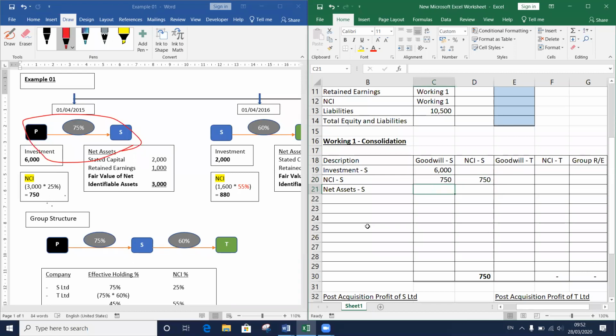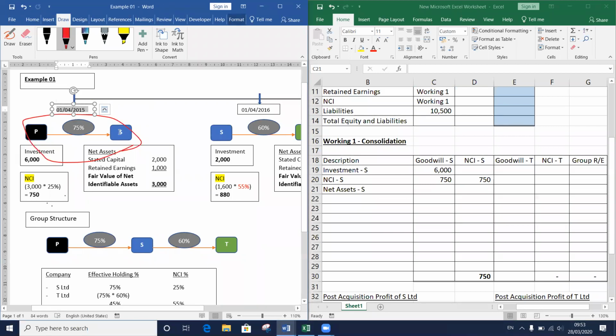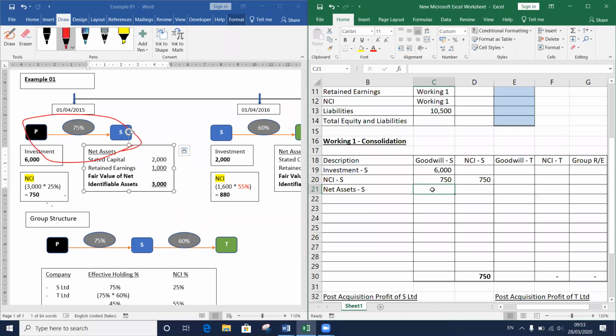Right? Then I need to deduct the net assets amount of S as at the acquisition date. Deducting is a double entry. Right? Net assets means credit amount. So that credit amount we need to debit and we need to credit it to the cost of control account of S. Right?